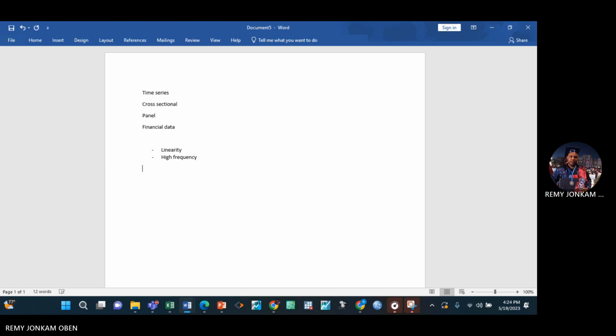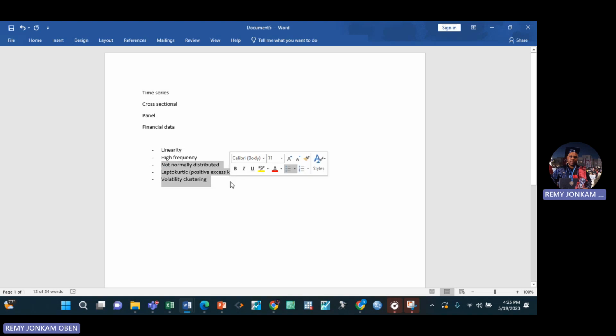So because of this high frequency data, there are a lot of problems. It has some features. Some of the features of high frequency data are, for instance, as we will see when we look at the properties, we will discover that it is typically not normally distributed. It is typically leptokurtic, which means it has positive excess kurtosis. I will explain better. And also, most importantly, we have what is known as volatility clustering. These are some of the properties of high frequency financial data. Because of these properties, we cannot use traditional time series econometric methods to model this kind of data. So we need to model it differently.